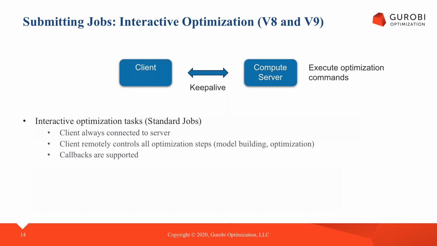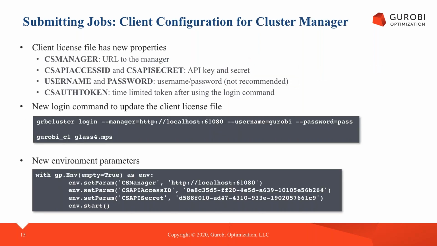To do so, you need to connect to the cluster manager. You have some parameters to connect to the cluster manager that can be set in the client license file. There are some new properties. The first property is CSManager, which is used to indicate the URL of the manager. You can also use CSAPIAccessID and CSAPISecret to specify your API key and secret. You have another option to use username and password, but we don't recommend using that mode because in this case, the password will be saved in clear text in the client license file.